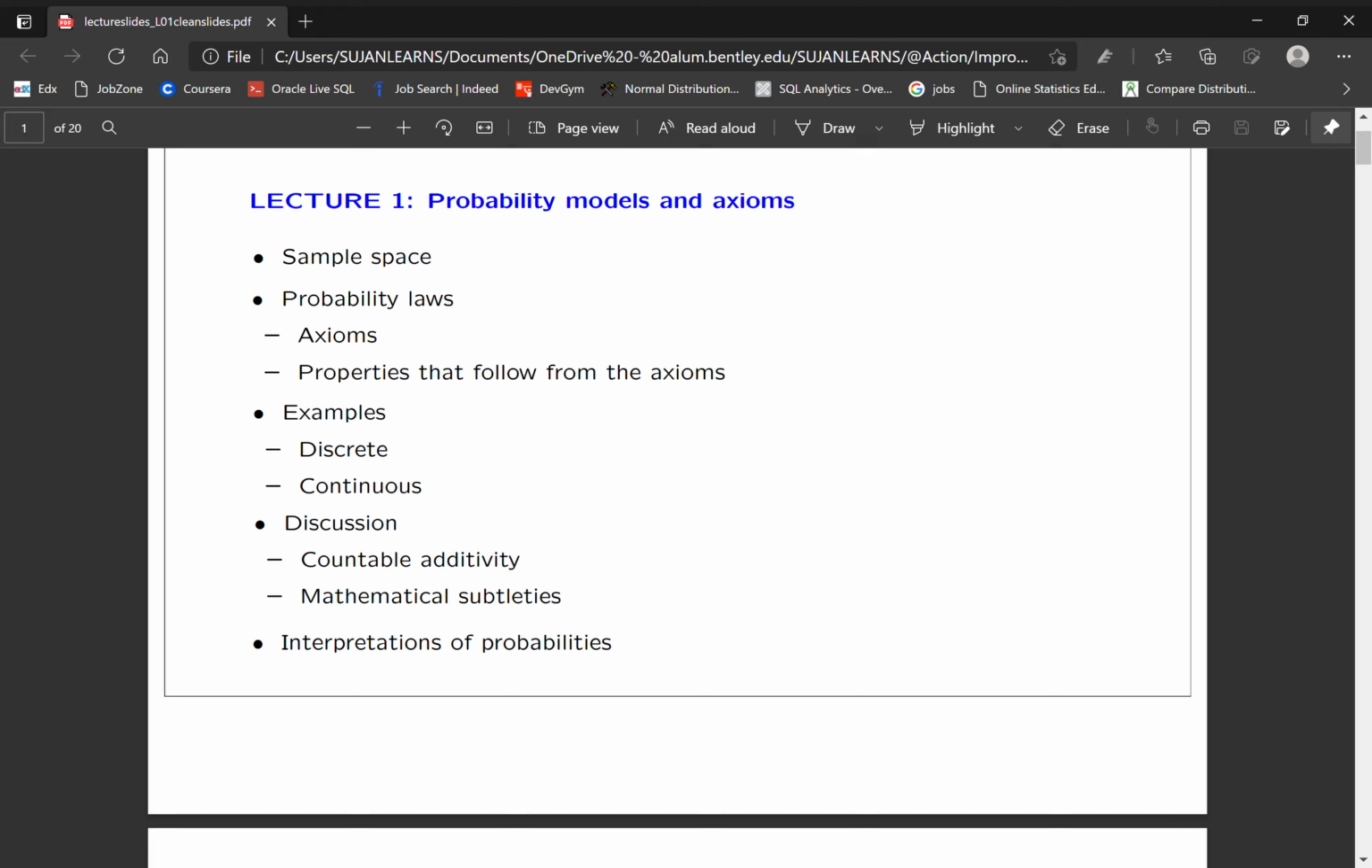Today, I will talk about probability models and axioms. So, are you ready to learn about probability models and axioms? Okay, that's good. If you're interested, then I will tell you about probability models and axioms.